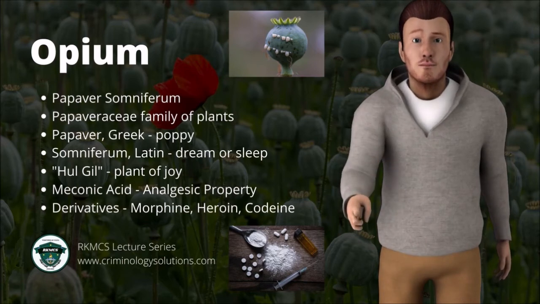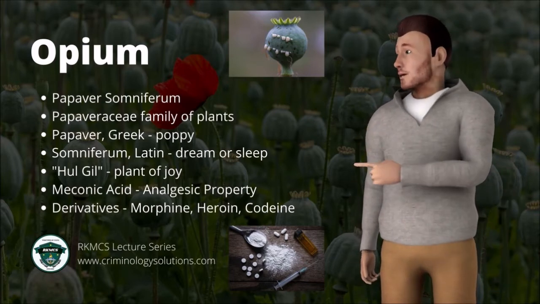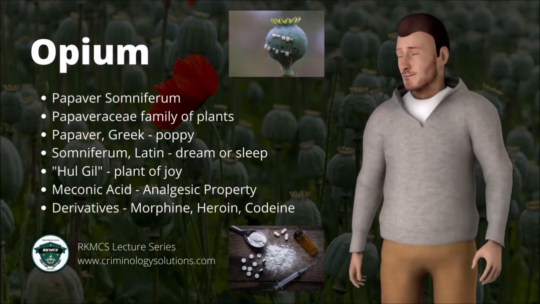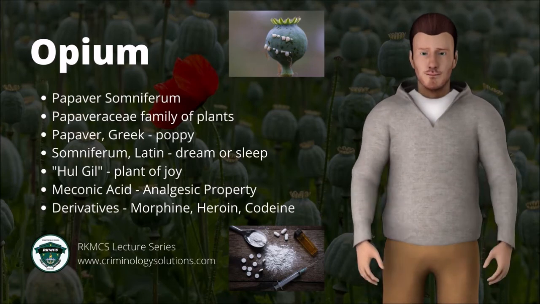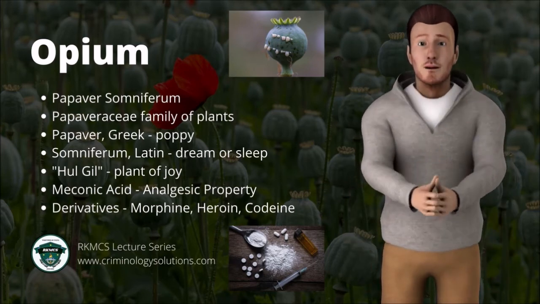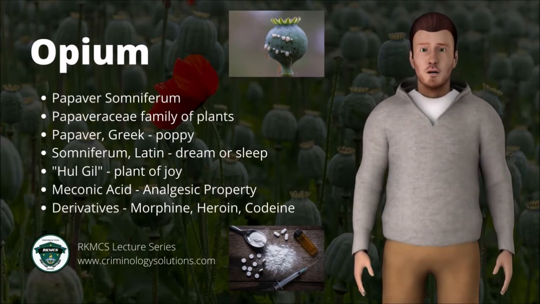Originally in Mesopotamia, the Sumerians called it kul gil, which means plant of joy, due to its joyful or euphoric effect when administered to the system of the body. Its active ingredient is the meconic acid, its analgesic property. The opium poppy is the plant from which other dangerous drugs are derived, such as morphine, heroin, and codeine.